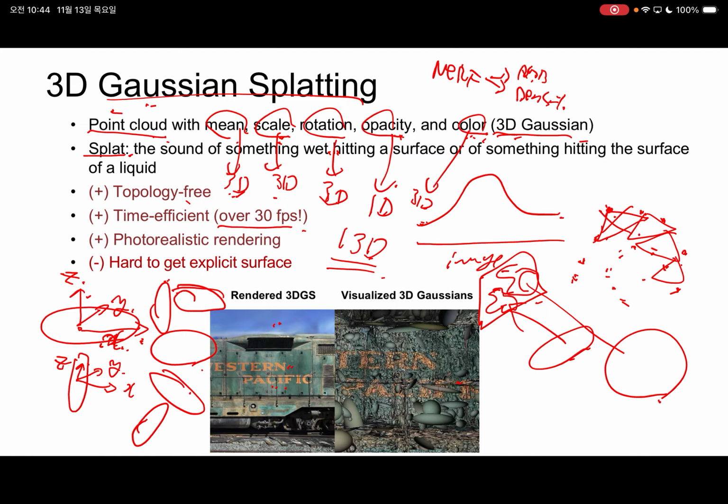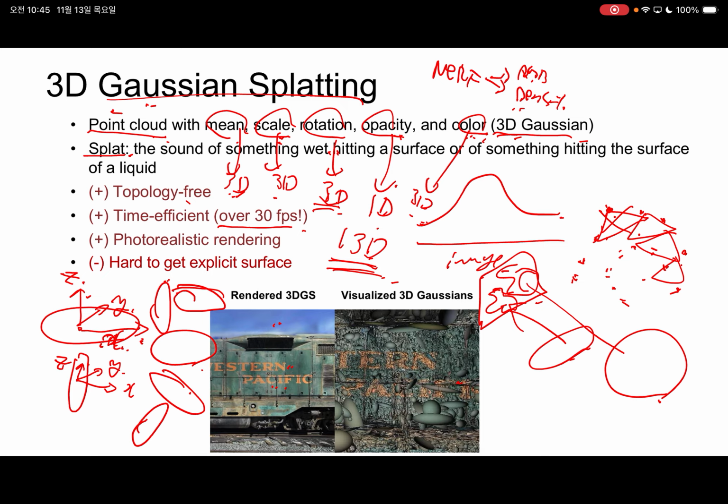And rotation means we can rotate the 3D Gaussian. Of course, in a point cloud there is no rotation; each point is just a sphere. But as we have different sizes for each axis, we can rotate the 3D Gaussian, right? So in 3D Gaussians we can have rotation as well. Opacity is the same as the density in NeRF, and color is RGB. So these are the parameterization of a 3D Gaussian, a 13-dimensional number.